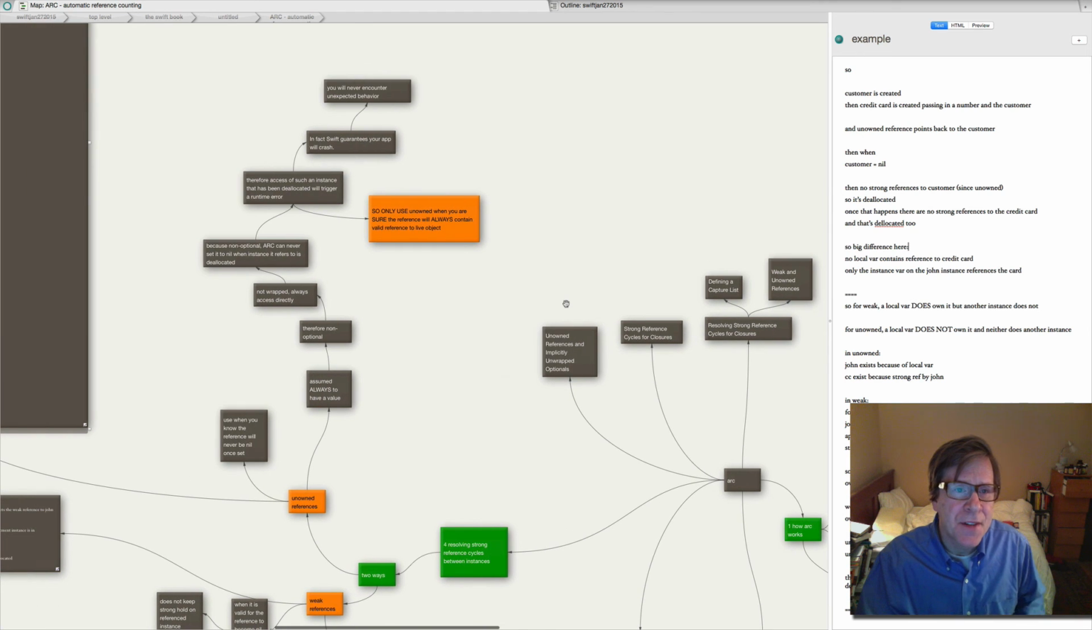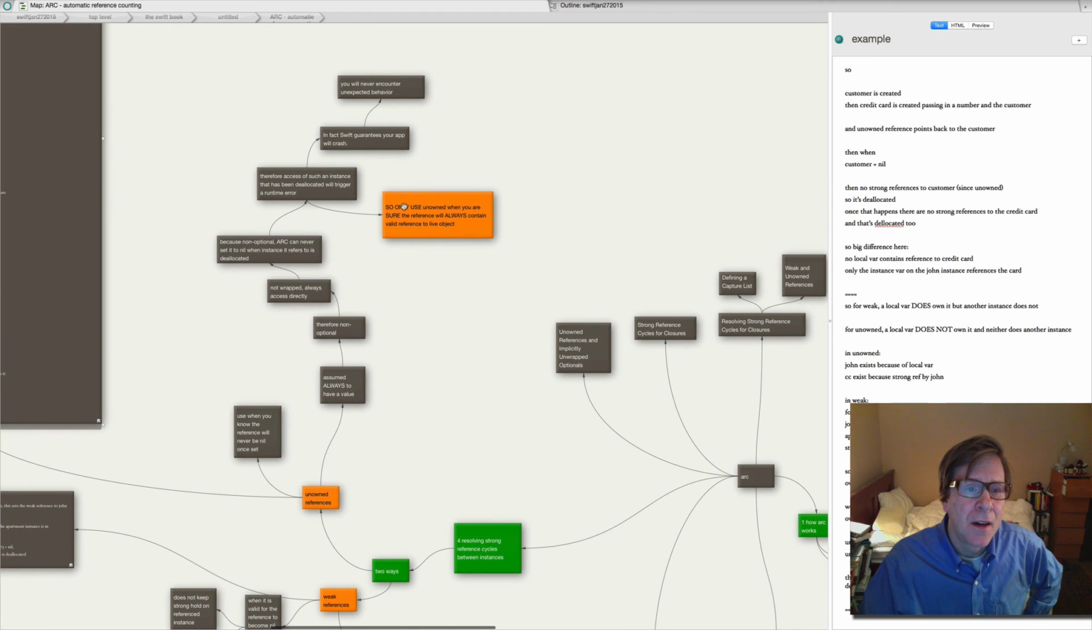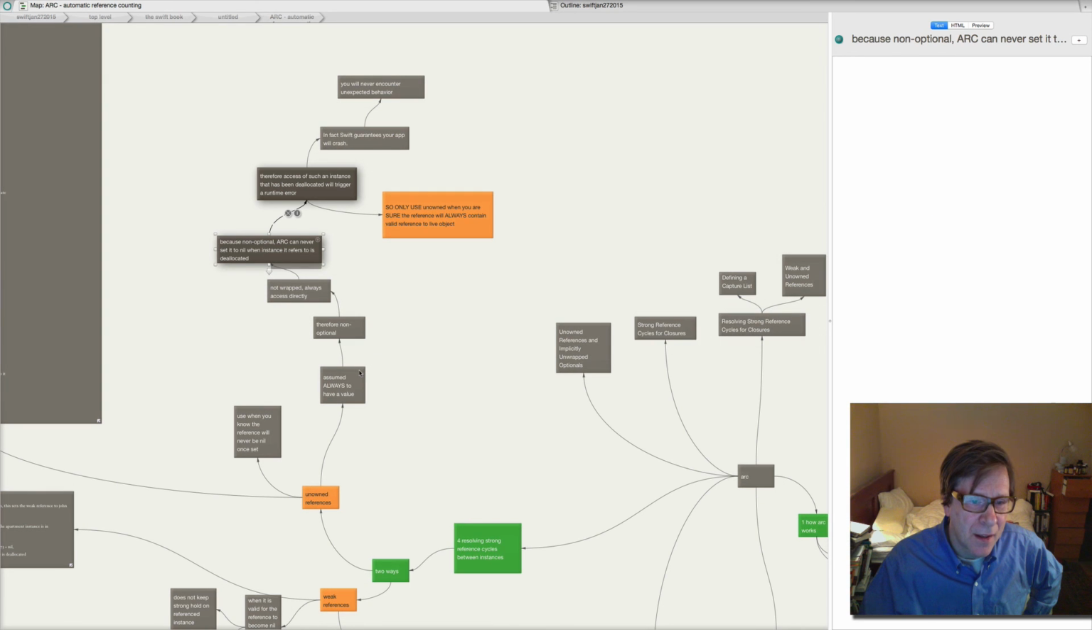And let's see if it says anything else interesting here. Unowned references are interesting. It's assumed always to have a value. It's not wrapped, always accessed directly. Because it's not optional, ARC can never set it to nil.